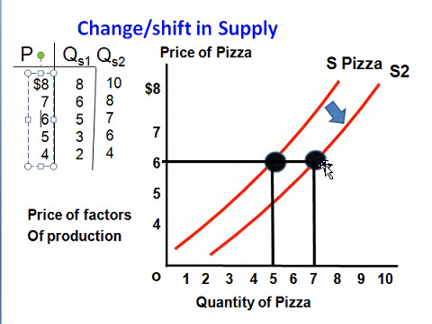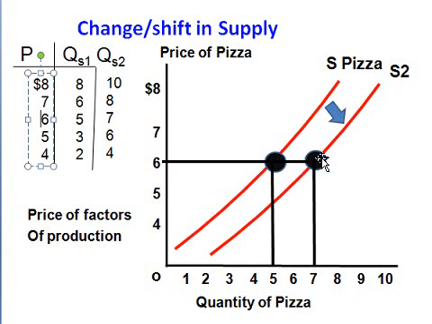Okay, at the same time, we are here. The producer is here. Suppose the price of oven goes up, meaning that cost of production goes up, meaning that profit goes down. But the price of pizza remains $6. And when this happens, the producer will produce less, meaning that 7 to 5.